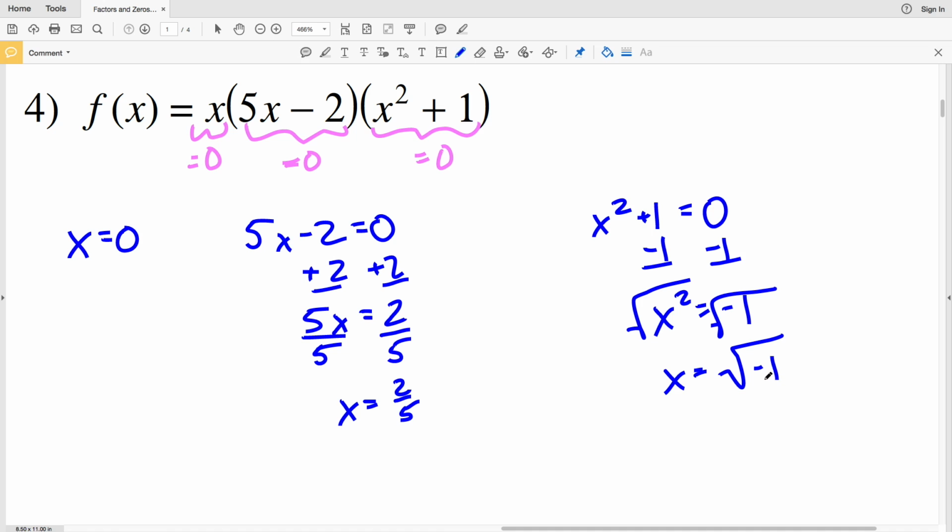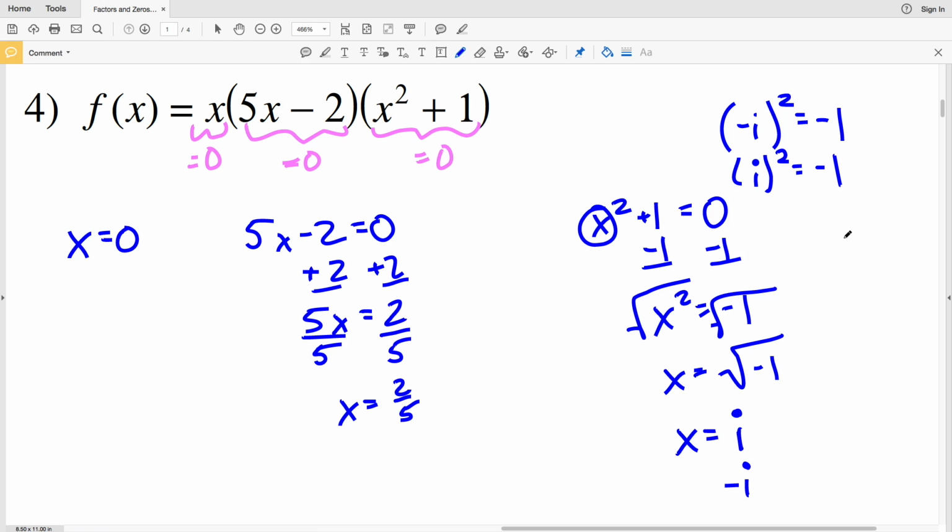And the square root of negative 1 is our imaginary number i. So x is going to be equal to i, because i is equivalent to the square root of negative 1. However, since we're solving for when x squared plus 1 equals 0, and we're squaring that x value, that means that x can be both positive i and negative i. Negative i squared equals negative 1, and i squared equals negative 1.